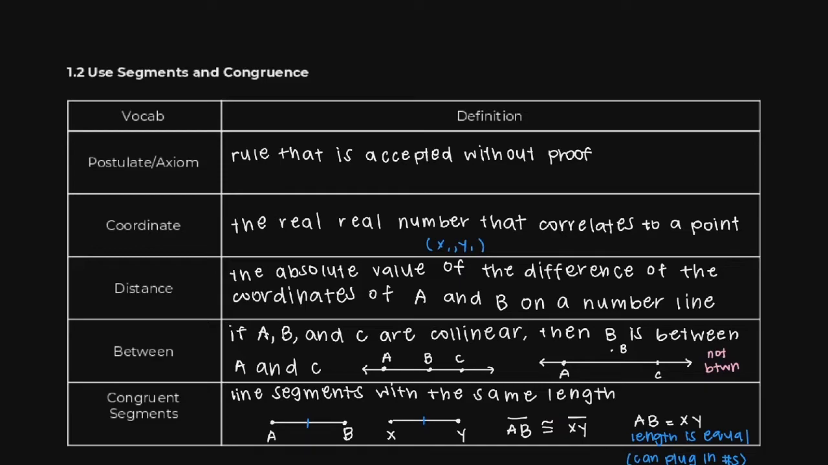And if we write AB equals XY without the line segment symbol on top of AB or on top of XY, then what we're talking about here is the length. And the length is equal, and you can plug in numbers.